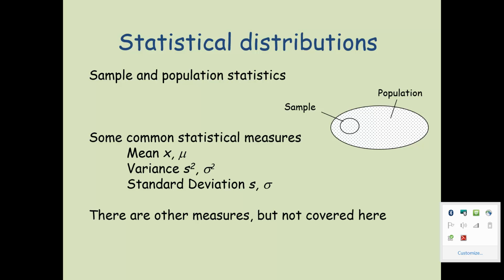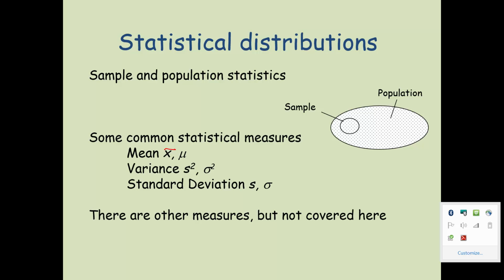Some common statistics that we use to represent data are the mean, the variance, and the standard deviation. These are very common ones. There are other measures, but we're not going to cover them in this class. The mean is represented by x, and it should actually be x bar, with a line over the top, and mu.